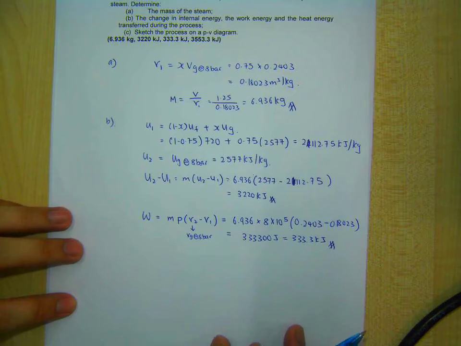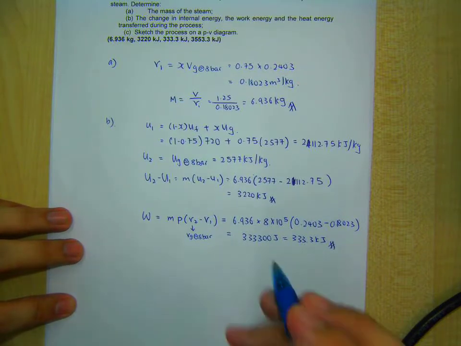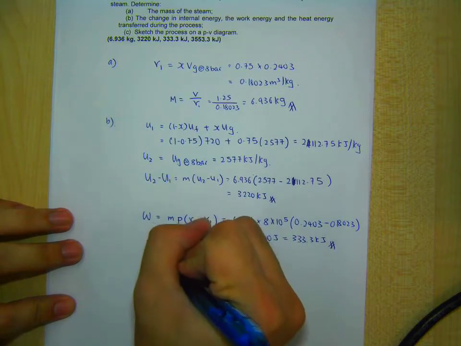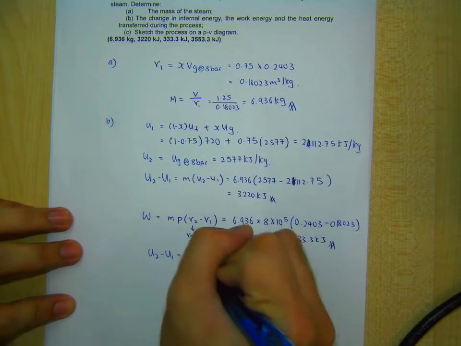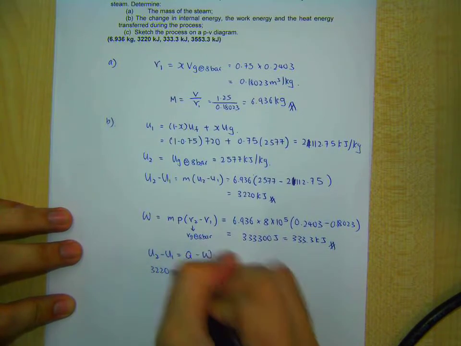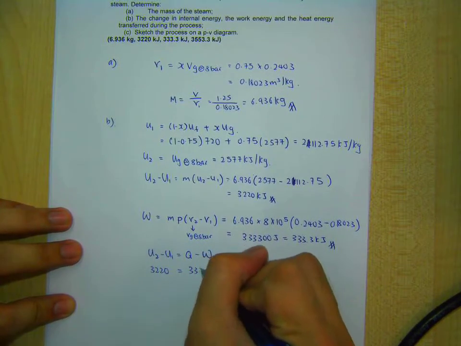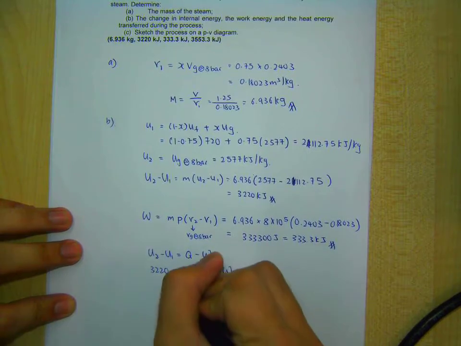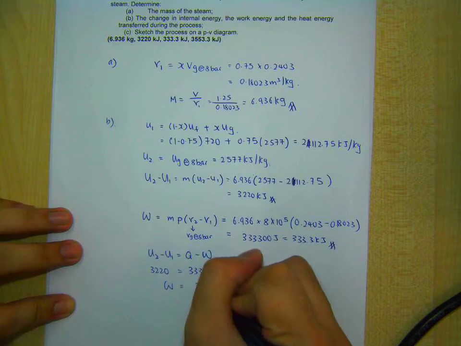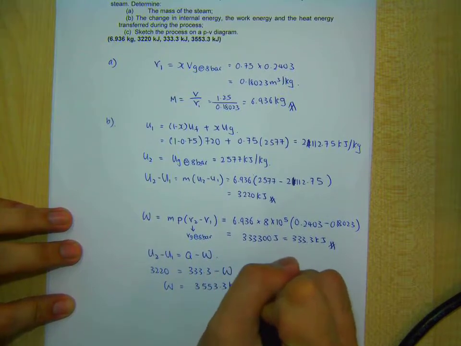Okay, so next for the heat energy transferred. To get the heat energy transferred, very simple. We'll use our non-flow equation. U2 minus U1 equals Q minus W. So U2 minus U1 is 3220. W is 333.3. So at the end of the day, Q you will get 3553.3 kilojoule.